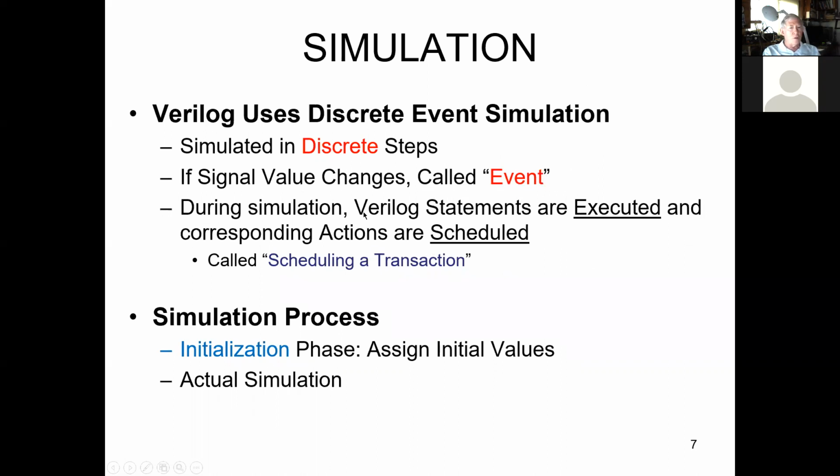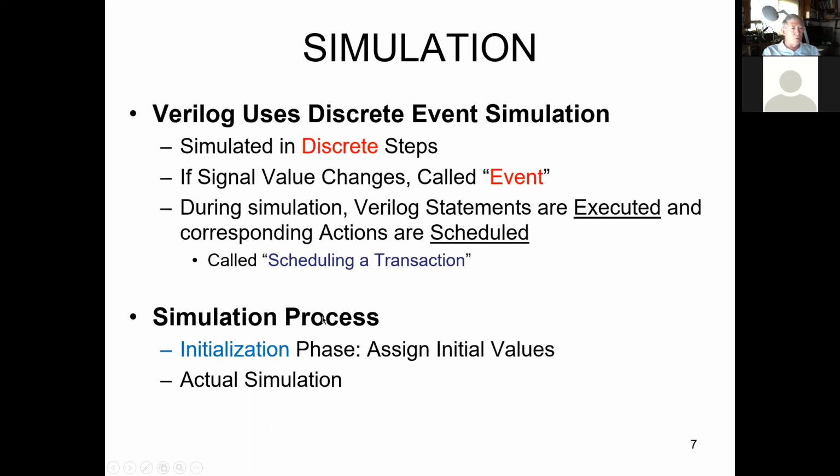And so Verilog statements are executed and corresponding actions are scheduled. If you've specified a delay, either a transport or inertial delay, then those are used to do the scheduling. And that's called a scheduled transaction. But if, say, the change in the signal goes away before the scheduled time occurs, in the case of inertial delays, then that event is descheduled and it never occurs.